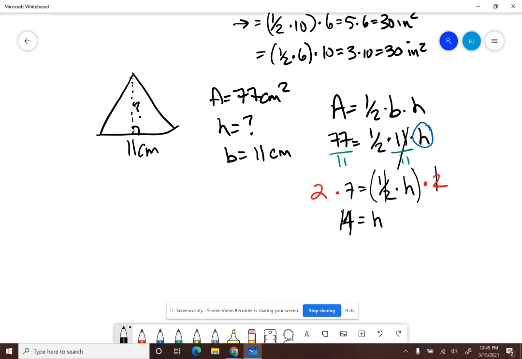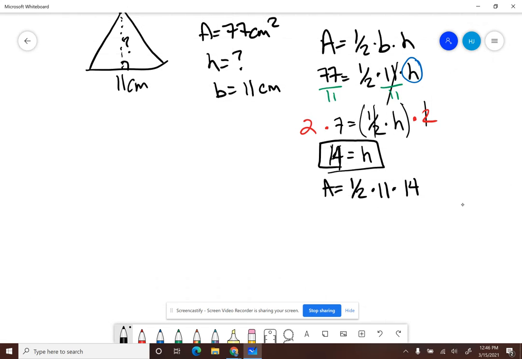Now you might be thinking, well, I don't know if that really made sense or not. Well, let's see if we put h at 14 back in for h, if it actually works out. So area equals 1/2. Our base, remember, was 11 times 14, which we now understand is our height. Here's our answer. Well, let's just work it out. So again, this is commutative. So I could go ahead and just take 1/2 times 14 and then multiply that times 11. Well, 1/2 of 14 is 7, and 7 times 11 does in fact equal 77, which was my original number that I really started with right here. Okay, so this would be my answer right here.